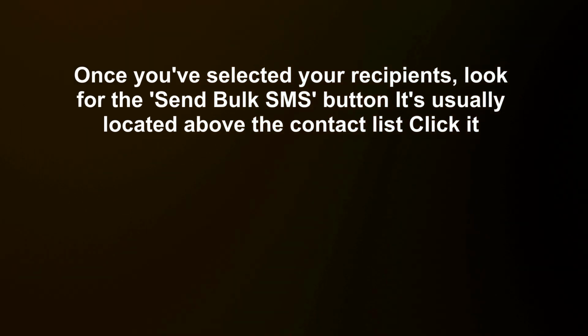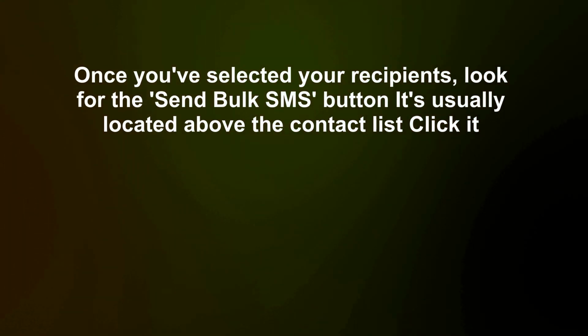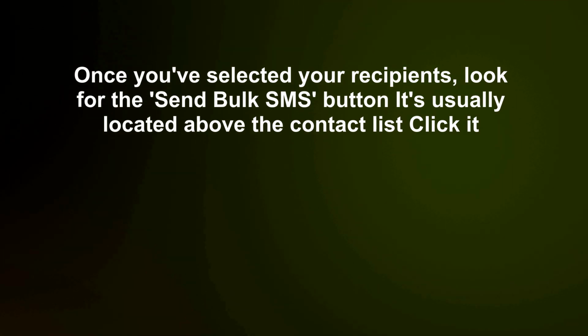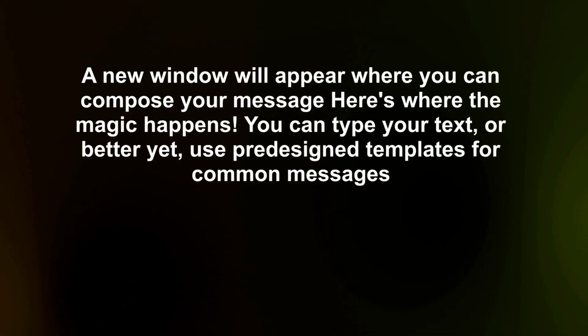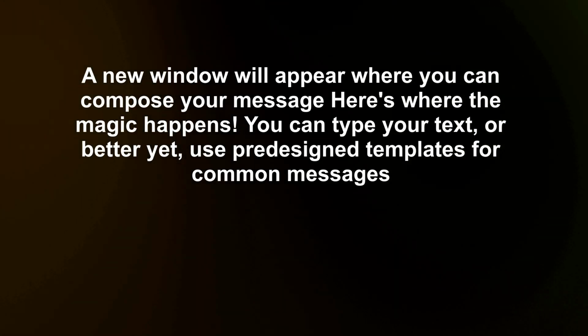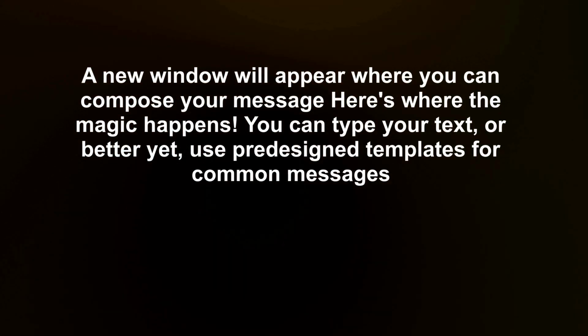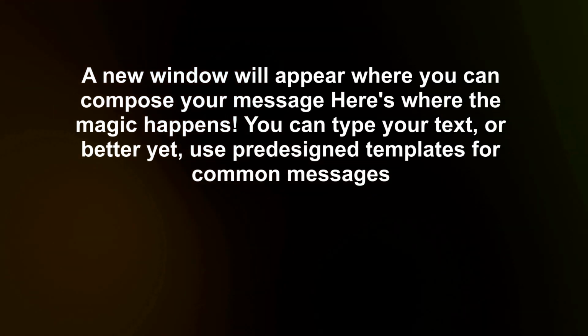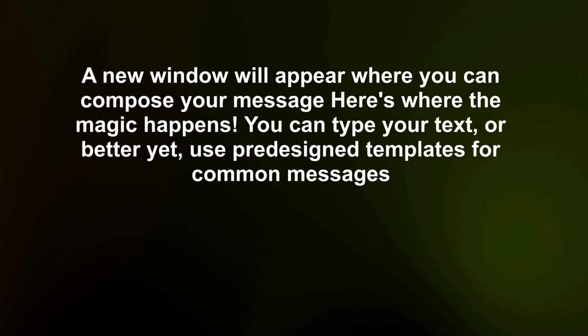Once you've selected your recipients, look for the Send Bulk SMS button. It's usually located above the contact list. Click it. A new window will appear where you can compose your message. Here's where the magic happens. You can type your text, or better yet, use pre-designed templates for common messages.